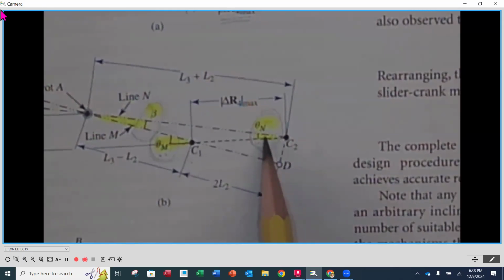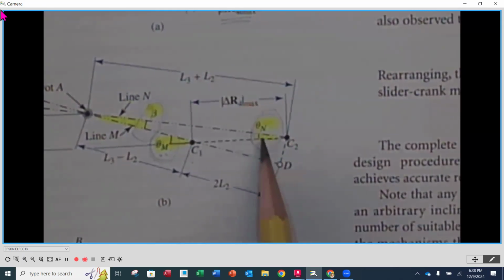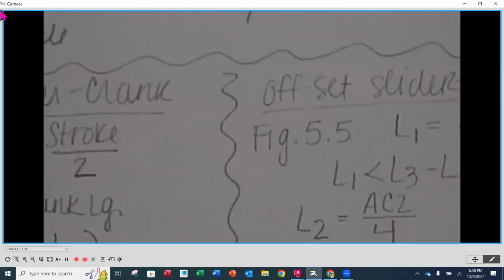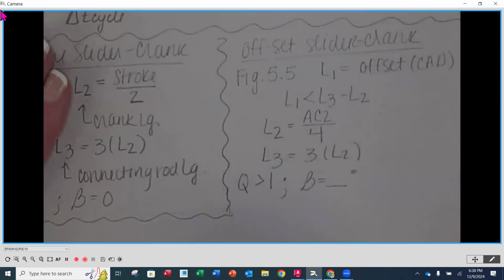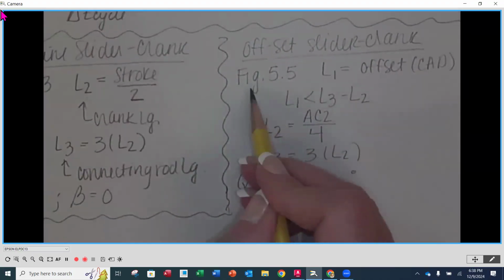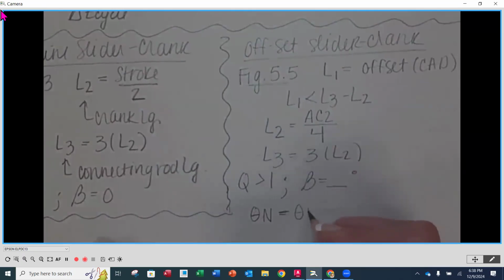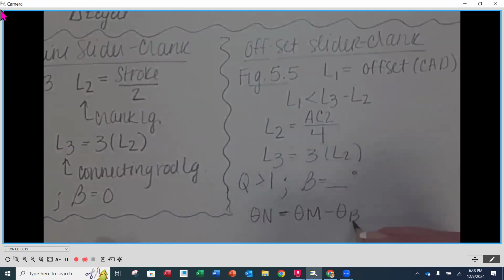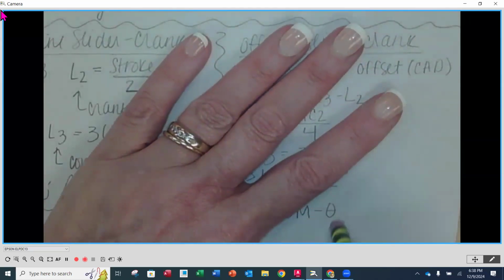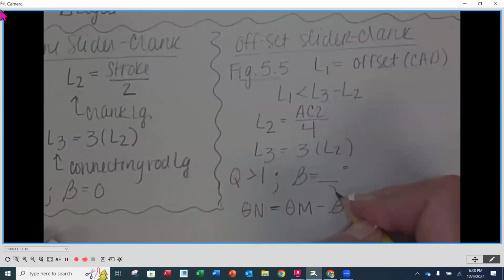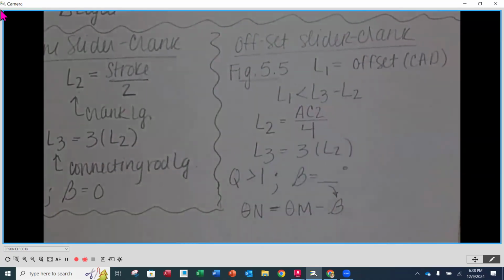And then our theta n here is going to be how we're going to get our C2 in place. So as we look at the geometry there, again referring to this figure, our theta n is going to be equal to theta m minus beta. And whatever we calculate for beta is going to go down there.